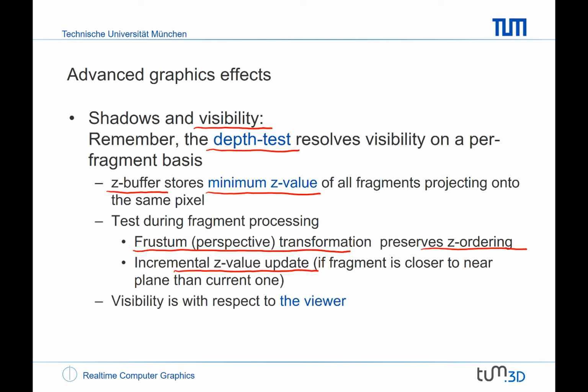And keep in mind here also that the visibility is typically determined with respect to the viewer. So the viewer is the center of projection when performing the perspective transformation, meaning that the distance or Z ordering of the fragment is with respect to their distance to the viewer, or to the view plane, which has been defined at a certain distance to the viewer.